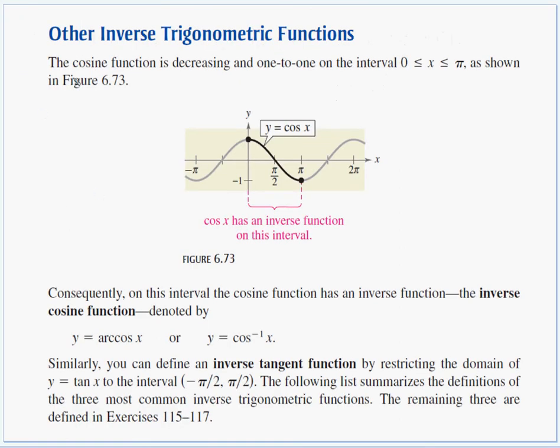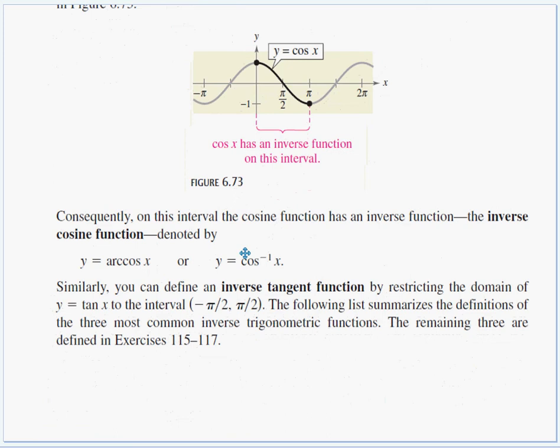So the cosine function is decreasing and one-to-one over a different interval than sine, as shown in the figure. The light gray graph is cos, and notice we're going from our first peak right on the y-axis until we hit our first valley at pi. So that means we have accounted for every number on the y-axis from positive 1 to negative 1. Consequently, on this interval, the cos function has an inverse.